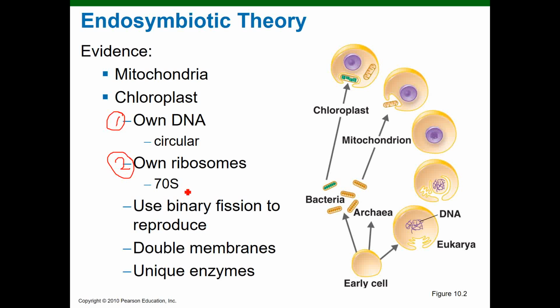They are 70S ribosomes. Both mitochondria and chloroplasts don't divide when the cell undergoes mitosis. They kind of divide on their own schedule, and they divide via binary fission. And they both have double membranes, and they have unique enzymes. The double membranes, right? So again, if this guy had a cell wall and then the host cell degraded it, he's still going to have an additional outer membrane from the host cell, right? And the same thing here. So double membranes are kind of a little throwback to, oh, it probably was engulfed at some point.